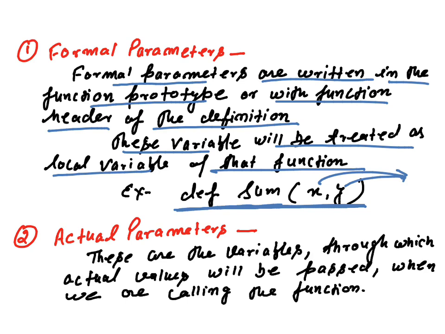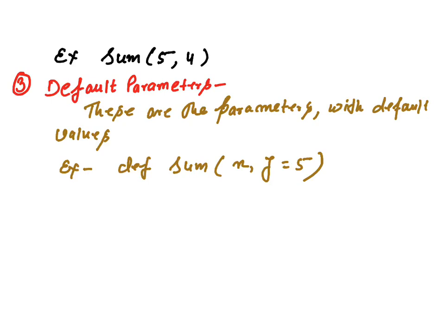The second one is actual parameters. These are the variables through which actual values will be passed when we are calling the function. Once again, now you have defined these variables x and y. Now we should pass the values to these variables. So through the actual parameters, we will pass the values to these formal parameters. How? I will explain through the example.